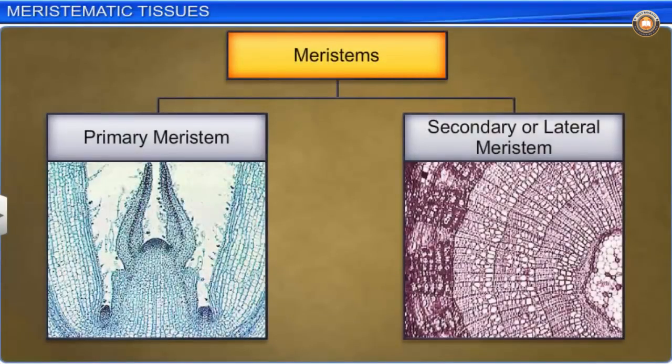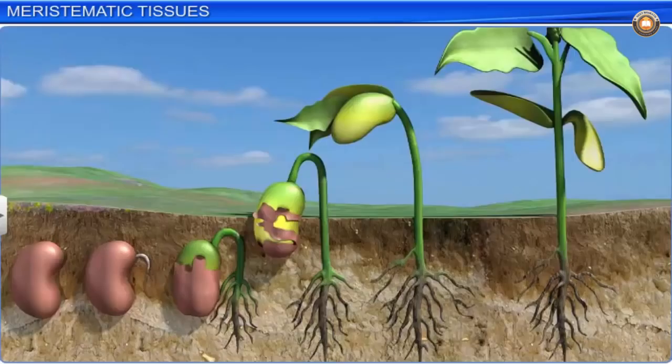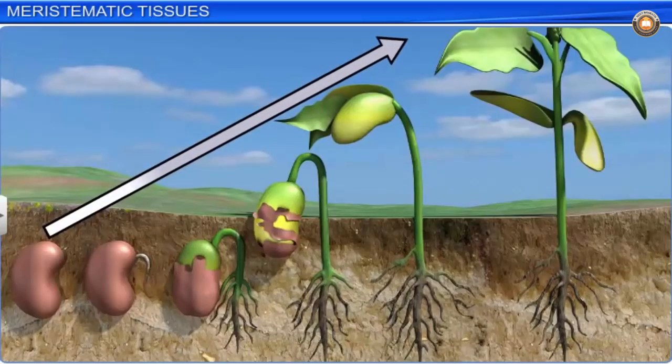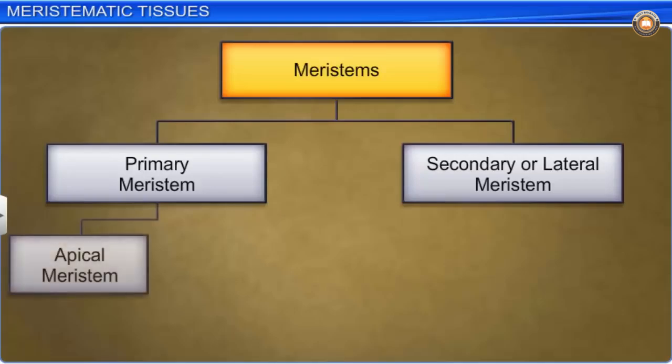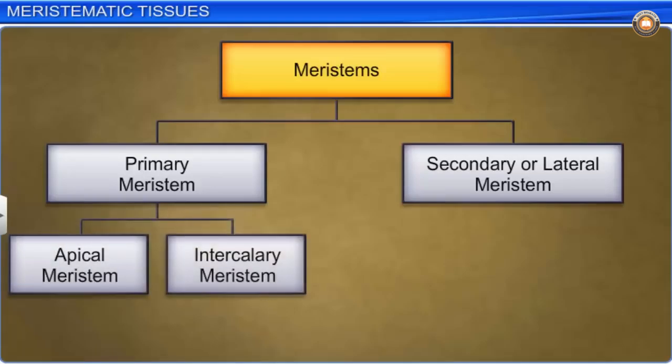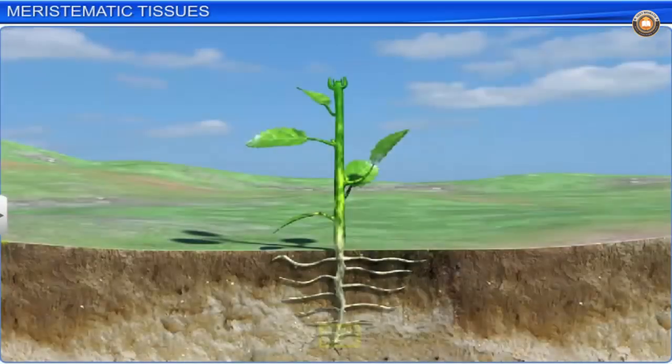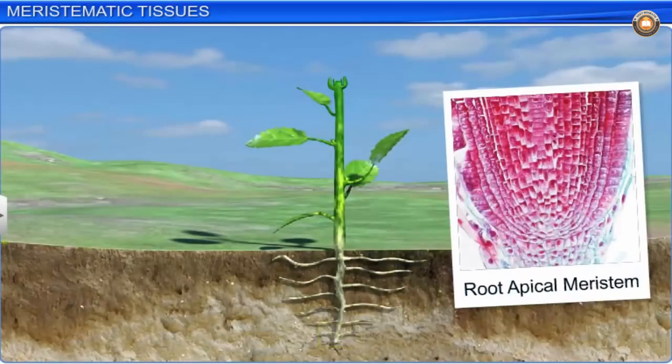There are two basic types of meristems: primary and secondary. Primary meristems help in the development of the primary plant body. They are present throughout the life of the plant. Primary meristem can be further divided into two types: apical meristem and intercalary meristem. Apical meristems are named depending on their location in the plant's body.